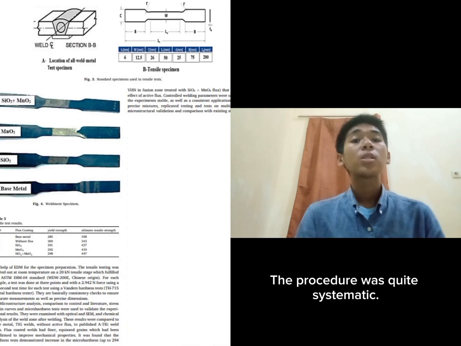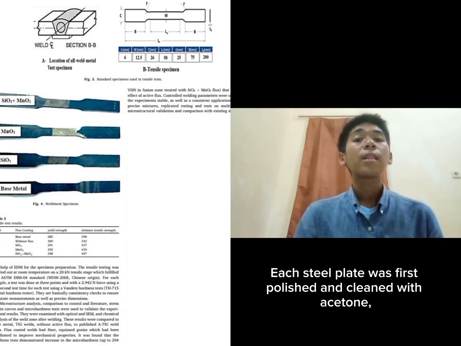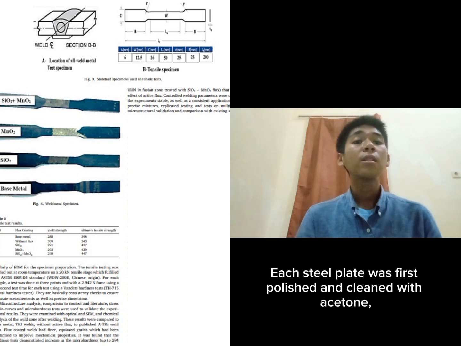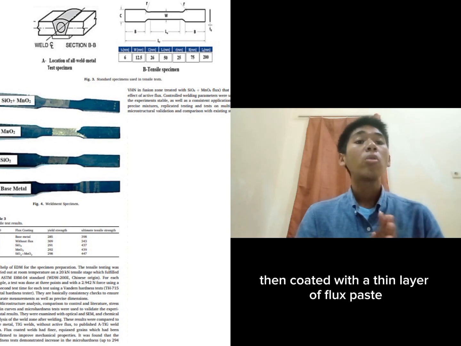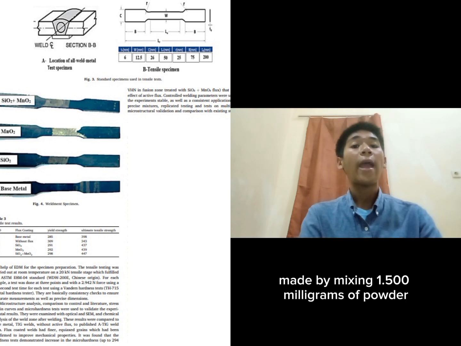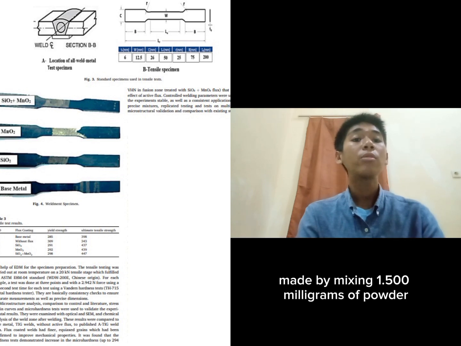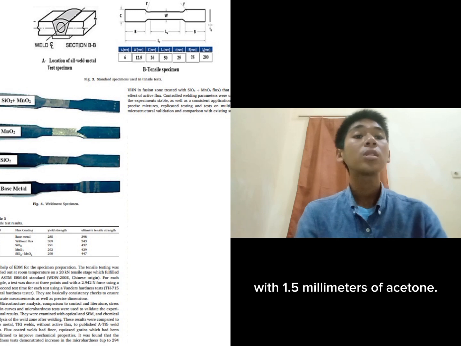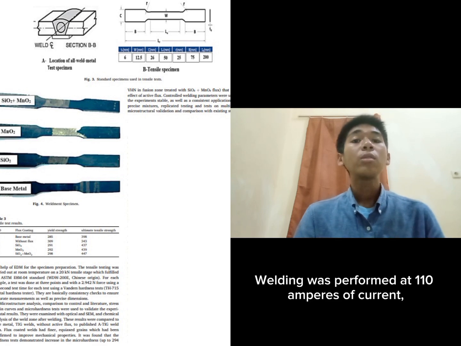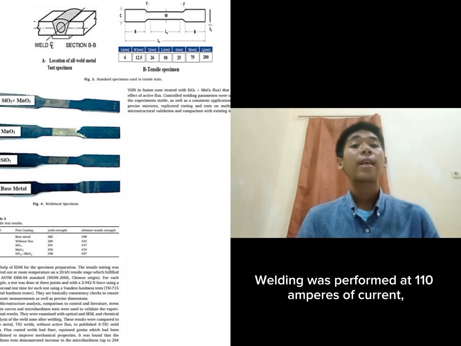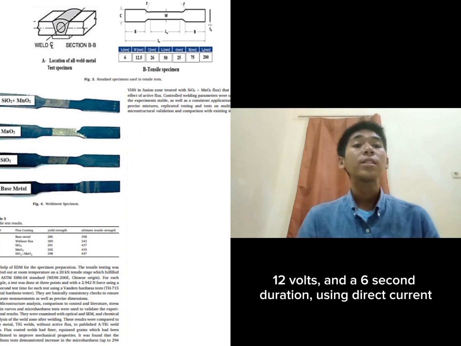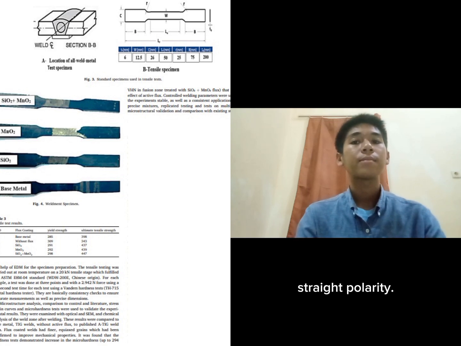The procedure was quite systematic. Each steel plate was first polished and cleaned with acetone, then coated with a thin layer of flux paste made by mixing 1000 and 500 mg of powder with 1.5 mm of acetone. Welding was performed at 110 amperes of current, 12 volts, and a 6-second duration using direct current straight polarity.